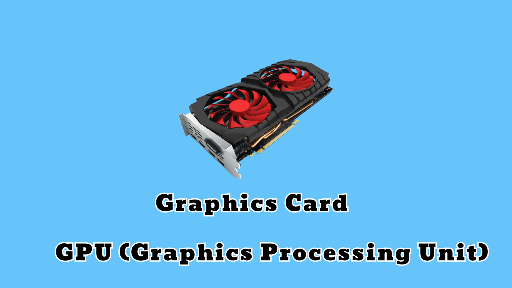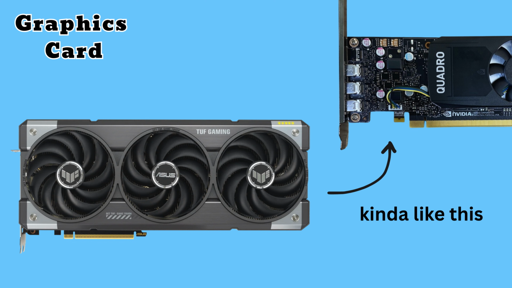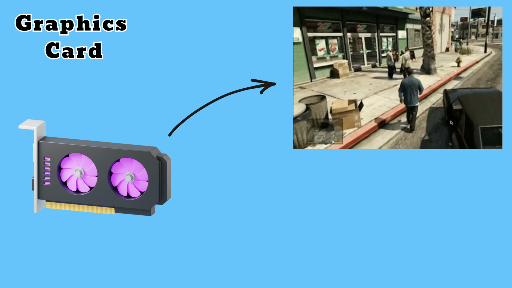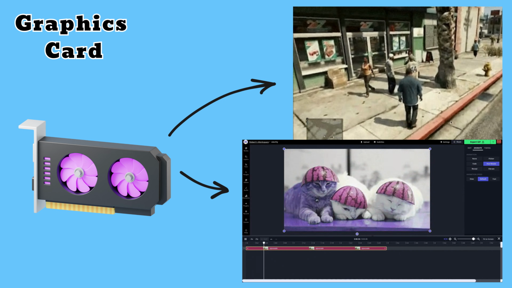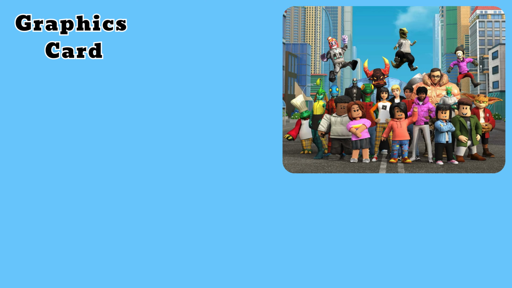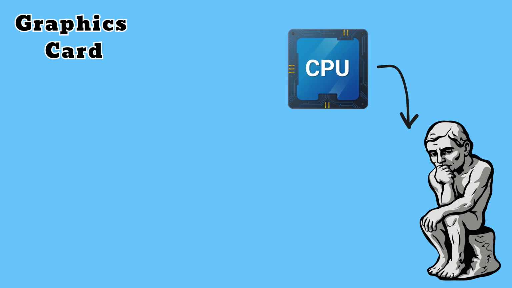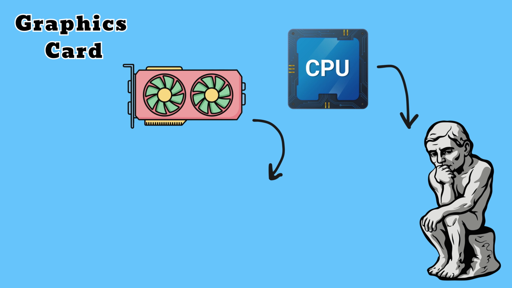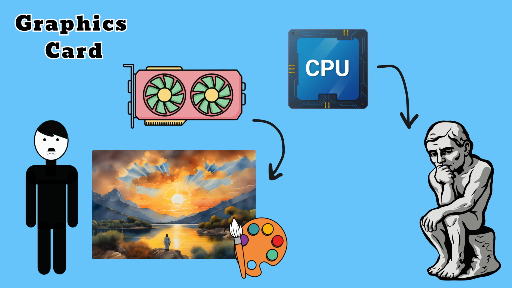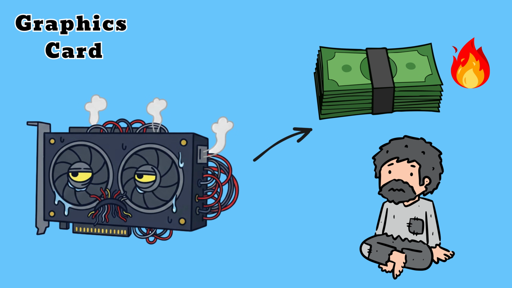Graphics card or GPU. The graphics card is a long rectangular board with a big chip in the middle and usually one or more fans on top to keep it cool. This part focuses on visual tasks. It handles images, videos, animations, and everything you see on the screen. Activities like gaming, video editing, and 3D design rely heavily on this component. You can think of the processor as the logical thinker and the graphics card as the creative artist that draws everything nicely. Because of its heavy workload, it is also one of the most expensive parts.